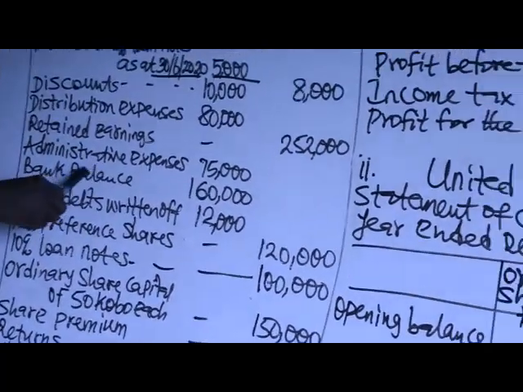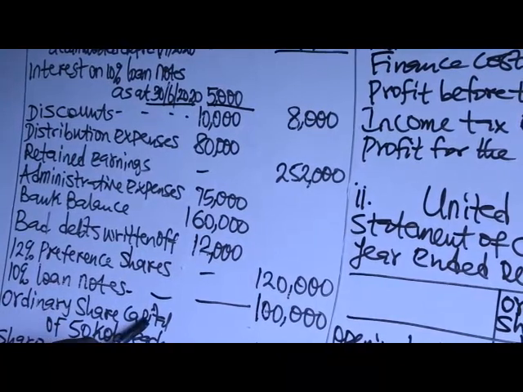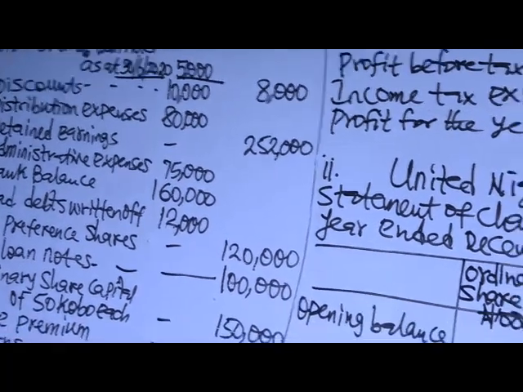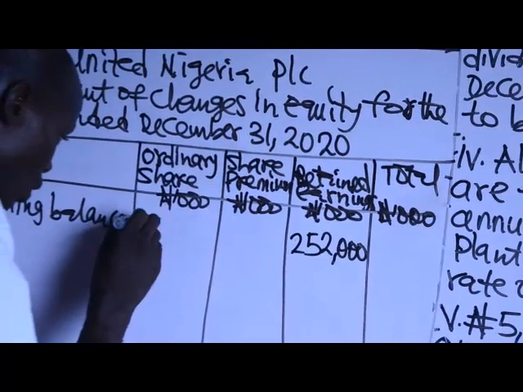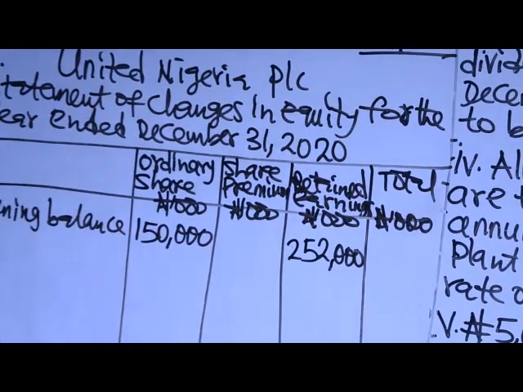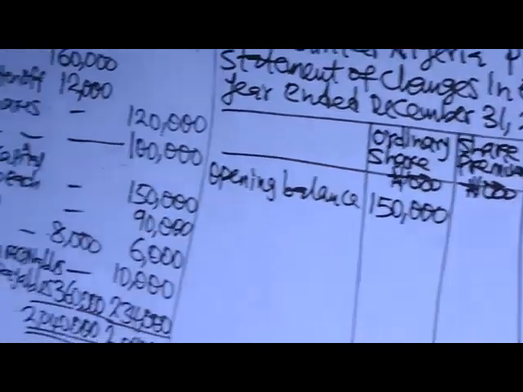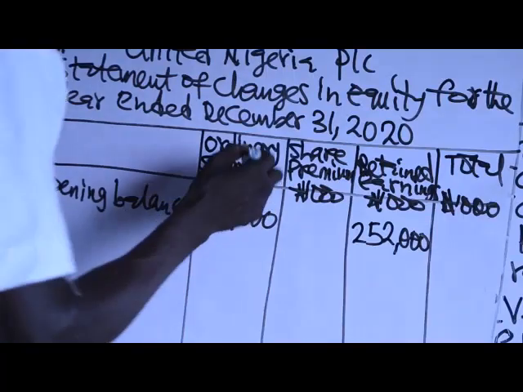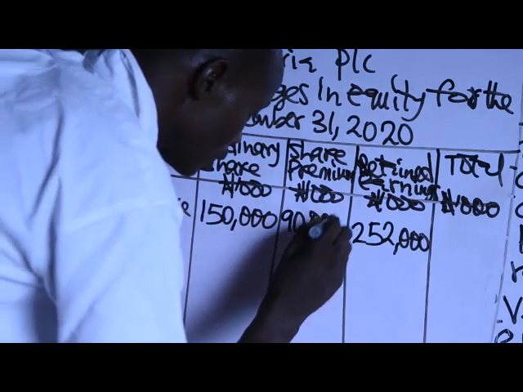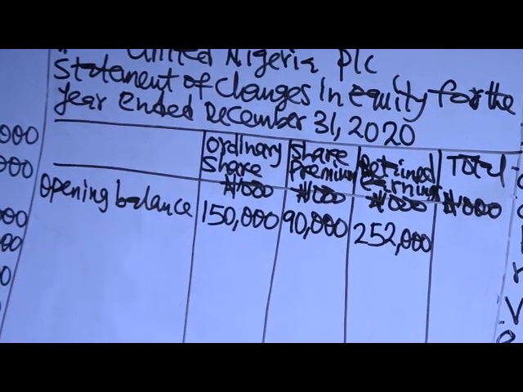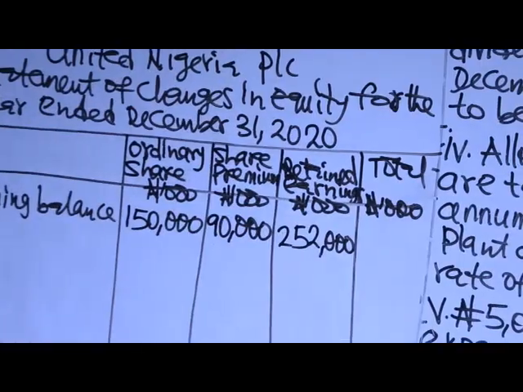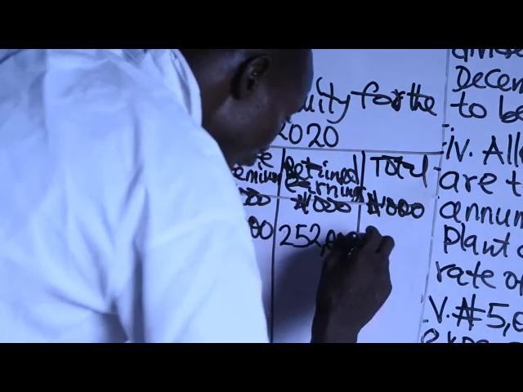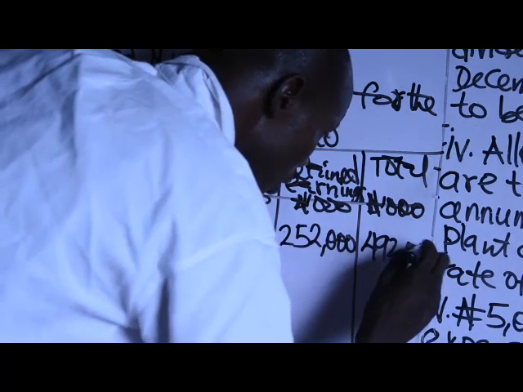Now, back to the trial balance. We have ordinary share capital of 50 kobo each, and that is given to be 150,000. The opening balance of ordinary share capital is 150,000. Then we also have share premium of 90,000. We now sum up the opening balances: 150,000 plus 90,000 plus 252,000. The total is 492,000.